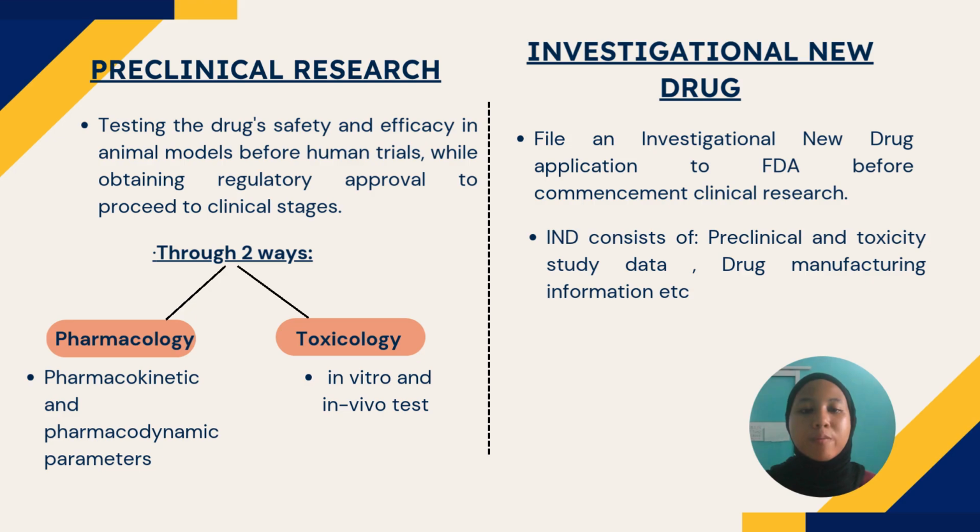This is followed by preclinical research, where the drug is tested in animals to assess the safety and efficacy before human trial. It can be conducted in two ways, general pharmacology and toxicology. Pharmacology deals with the pharmacokinetic and pharmacodynamic parameters, while toxicological studies can be performed by in vitro and in vivo tests. This will ensure the drug works as intended and is not dangerously harmful before it is administered to a human being.